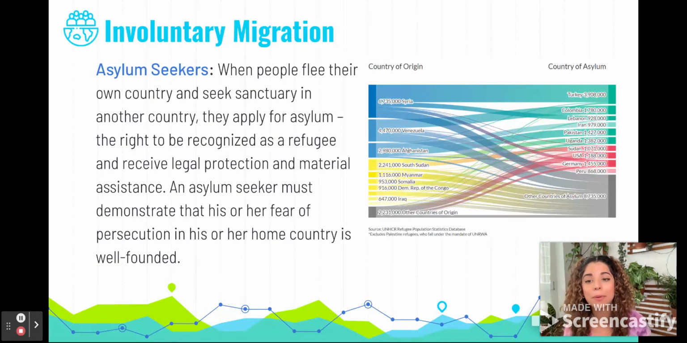This is when people will leave their own country and then seek sanctuary to be protected in another country. So there are legal protections. Refugees do tend to try to apply for asylum. Sometimes where they decide to go will be countries that they know are more open to asylum seekers and more open to refugees.